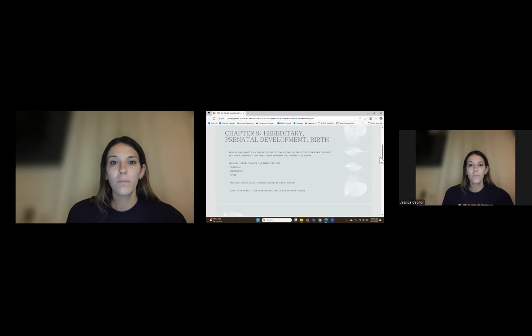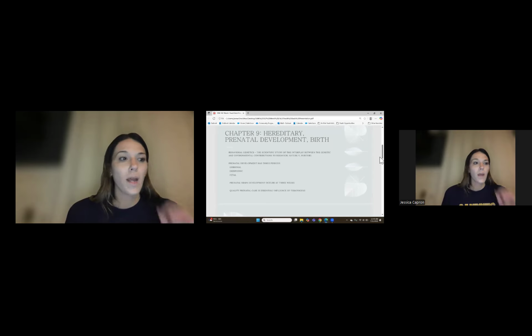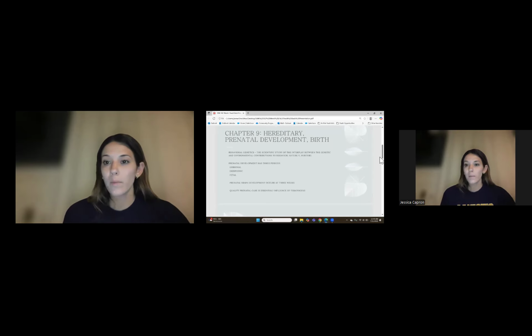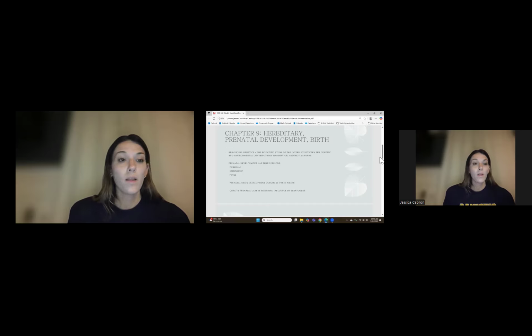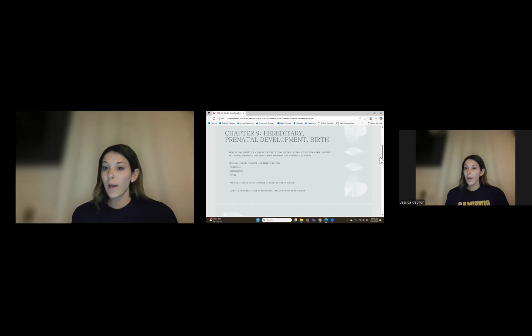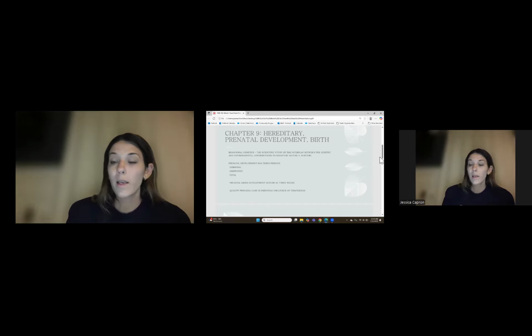Within chapter 9, this chapter is foundational. It's imperative. Quality prenatal care, which is described in this chapter, is absolutely essential. This chapter describes behavioral genetics, which is essentially nature versus nurture. It's the interplay between genetics and the environment. Genetics has much of an impact on a person's potentials, as does their environment.